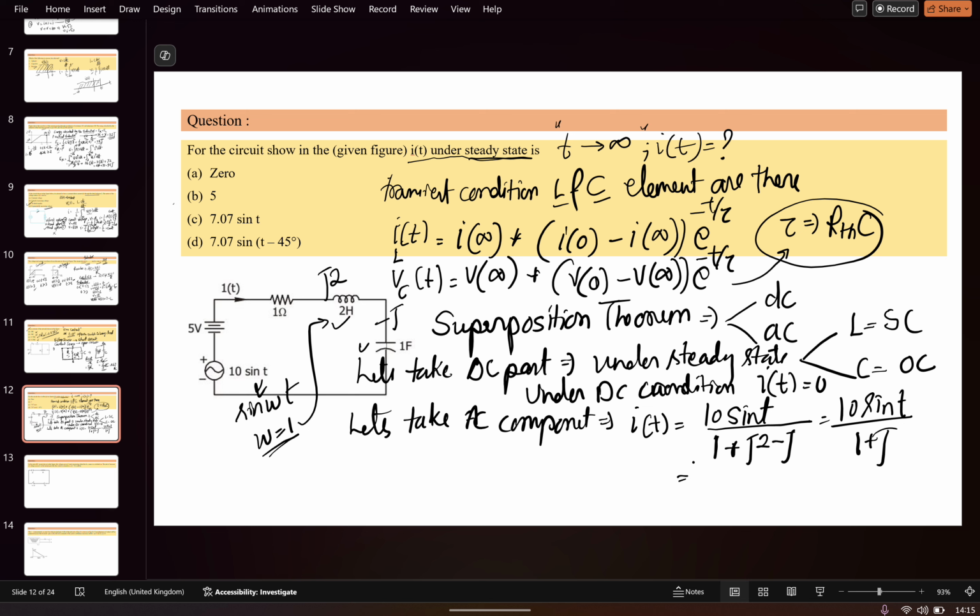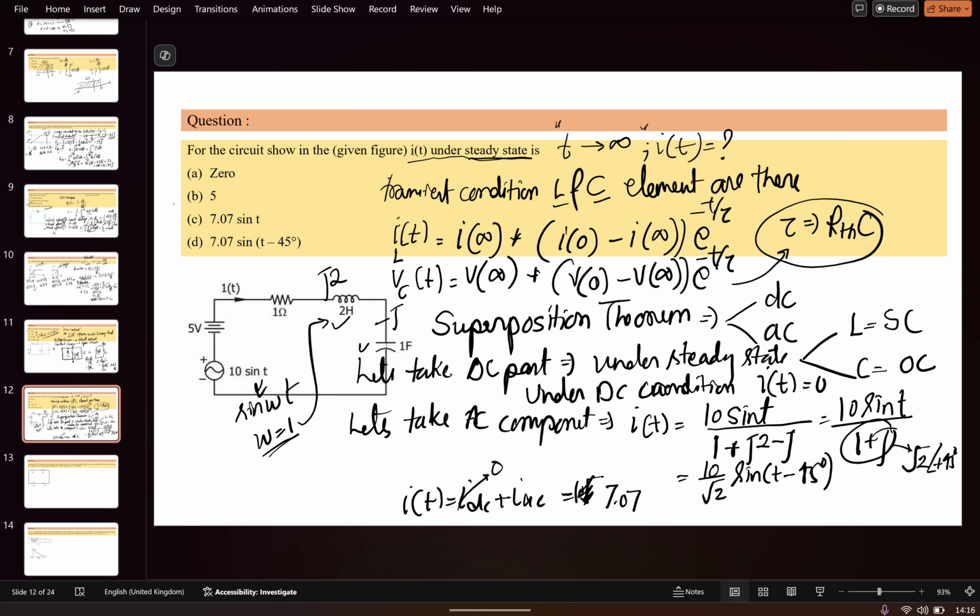After solving it, it will become 10 by root 2 sin(t minus 45 degree). Why? Because 1 plus j has magnitude root 2 and angle plus 45 degree. It goes in the denominator, so it becomes minus 45 degree. So the total I will be IDC plus IAC. IDC is 0, so IAC will be 10 by root 2, which is 7.07 sin(t minus 45 degree). Got my point? So the correct answer is D.